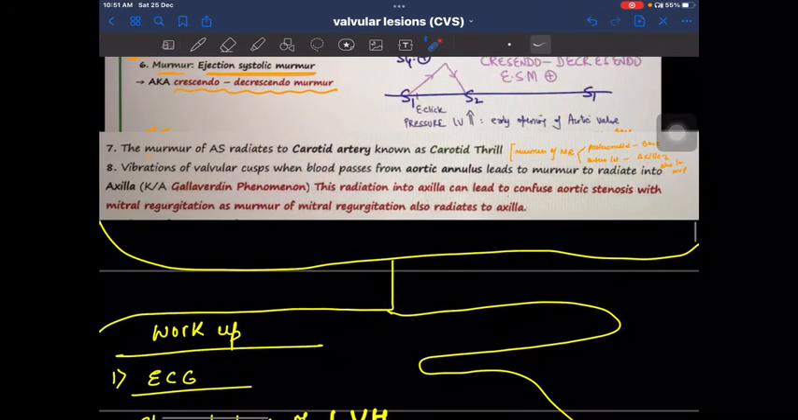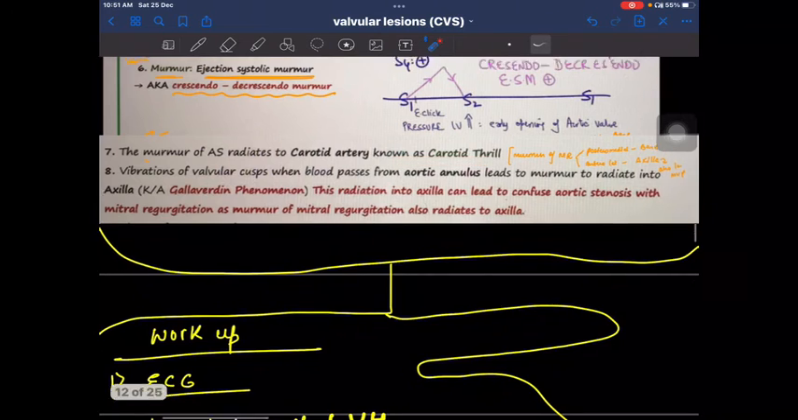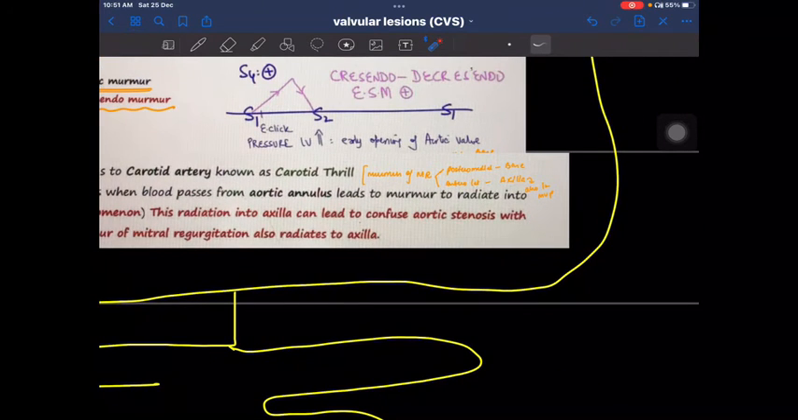All right. So the murmur of AS radiates to the carotid artery, so it is known as carotid thrill. Okay. The murmur of MR, just a comparison: if the posteromedial leaflet is involved, it radiates to the base of the heart. And if it is involving the anterolateral leaflet, it radiates to the axilla. Okay. And this radiation is also seen in MVP.